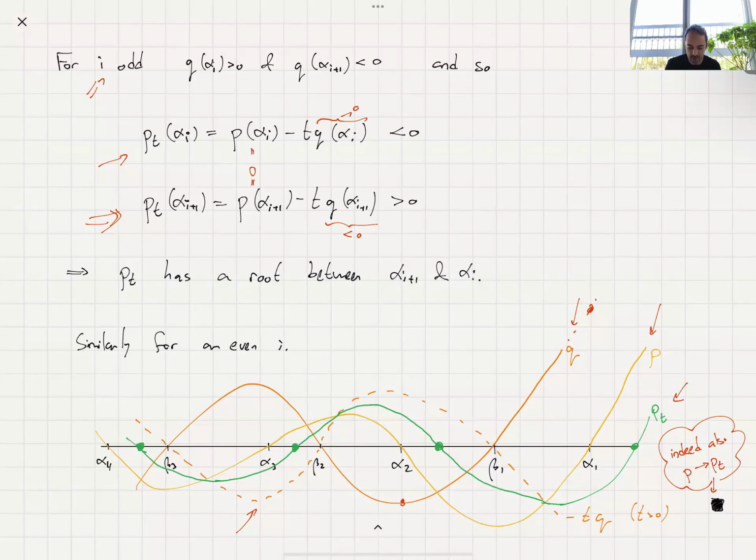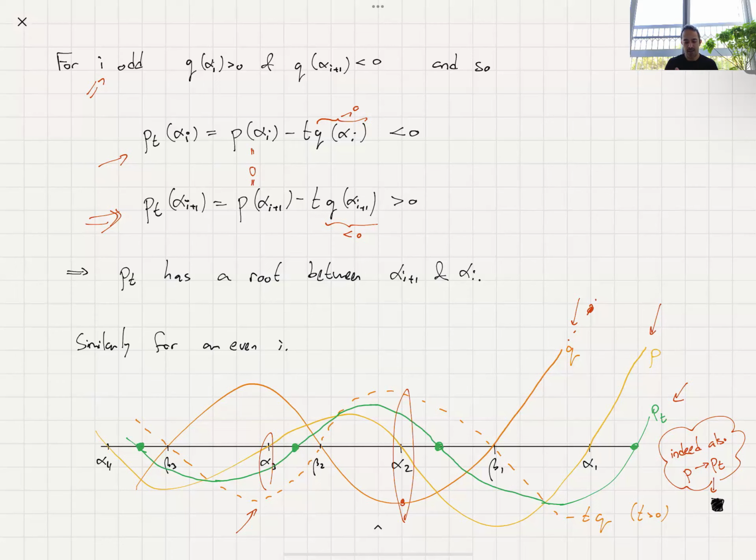You look at PT, the green thing, and you see that at alpha 2 it's positive, at alpha 3 it's negative, and it's just going to swap like that. Also at alpha 1 it's positive, but very high, so something like this. So this really means that PT has a root between alpha I plus 1 and alpha I, because it turns negative and then positive or vice versa, and it's continuous, so it must go through the x-axis. So PT has a root between every alpha I and alpha I plus 1.